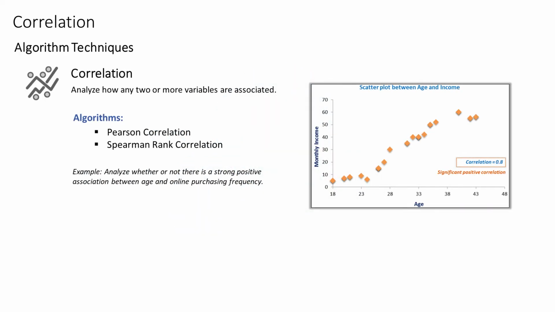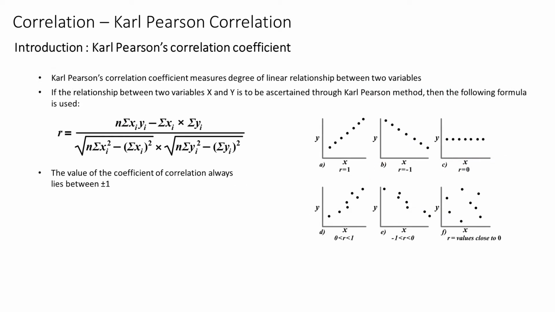Another analytical technique that is crucial to business analytics is correlation. In this category, we will look at two correlation techniques. The first is the Pearson correlation. The Karl Pearson correlation measures the degree of linear relationship between two variables. Like other forms of correlation analysis, the Karl Pearson method measures the strength of relationships between only two variables, without taking into consideration the fact that both these variables may be influenced by a third variable.